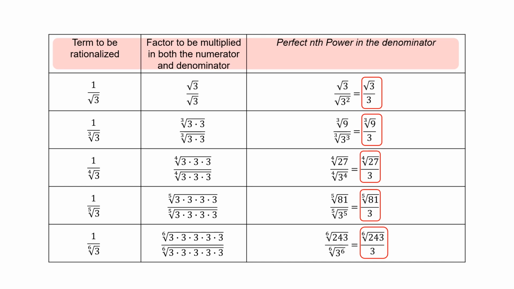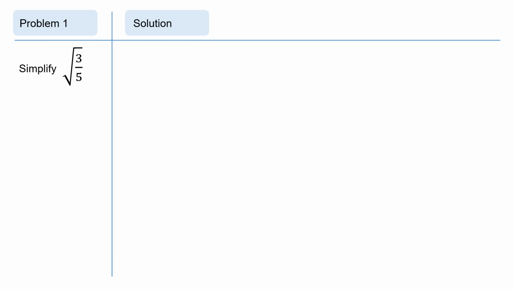Ayan, gets nyo na paano malalaman yung factor na i-multiply para ma-rationalize ang denominator. So, let us solve some problems. Problem 1. Simplify the square root of 3/5. Express as quotients of two radicals. So, pinaghiwalay lang.